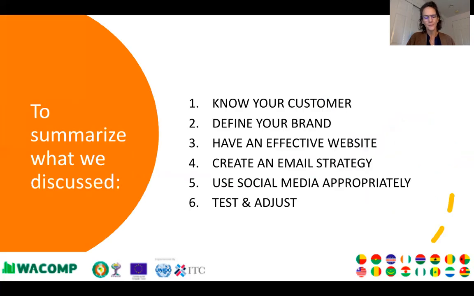So to summarize, we've discussed 6 things to do as best practices in digital marketing. Know your customer, define your brand, have an effective website, or use your social media channels as an effective substitute in lieu of a website. Use social media appropriately. Just choose 1 or 2 channels. And lastly, remember to just test and adjust.